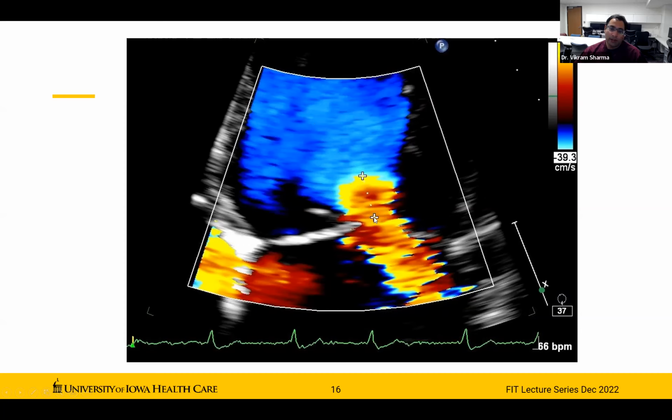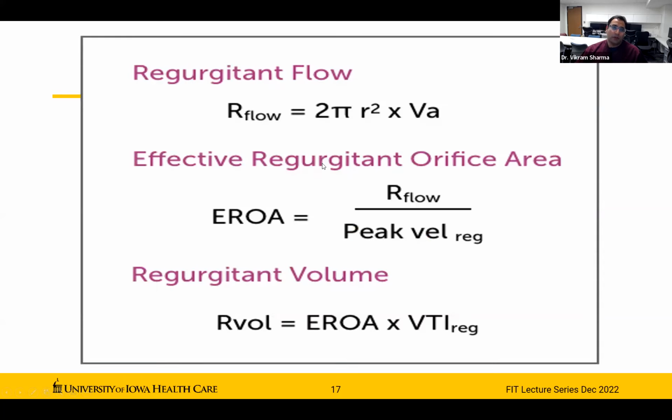And then we measure from the center of the orifice of the mitral valve to this yellow-blue interface, and that is called the PISA radius. And then there are some formulae that can be used to calculate some of the parameters for mitral regurgitation. So these are the regurgitant flow, which is 2 pi PISA radius squared times the aliasing velocity. And then using this, we can calculate the effective regurgitant orifice area as the regurgitant flow divided by the peak regurgitant velocity, which can be measured using color flow Doppler through the mitral valve. And we'll see an example of that in a second. And then the regurgitant volume can be measured using the formula EROA times the VTI of the regurgitant jet.